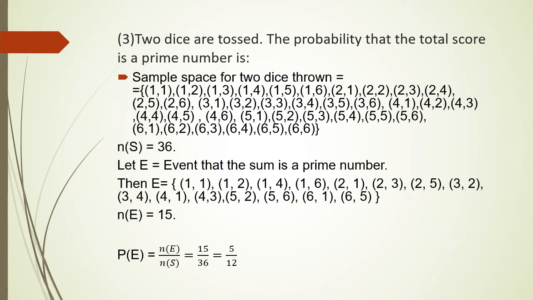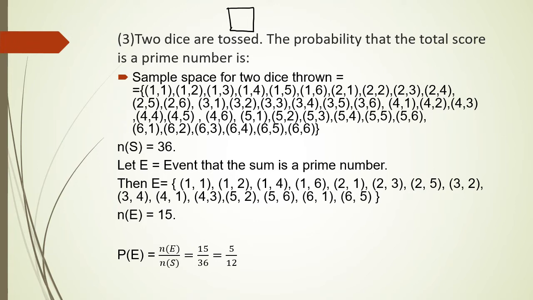Look into the third example. Two dice are tossed. The probability that the total score is a prime number. Now here in the last example we have talked about when a single dice is tossed. When a single dice is tossed, we can look at only one number, which is present on the top of that dice. In this experiment, we have two dice to be tossed.